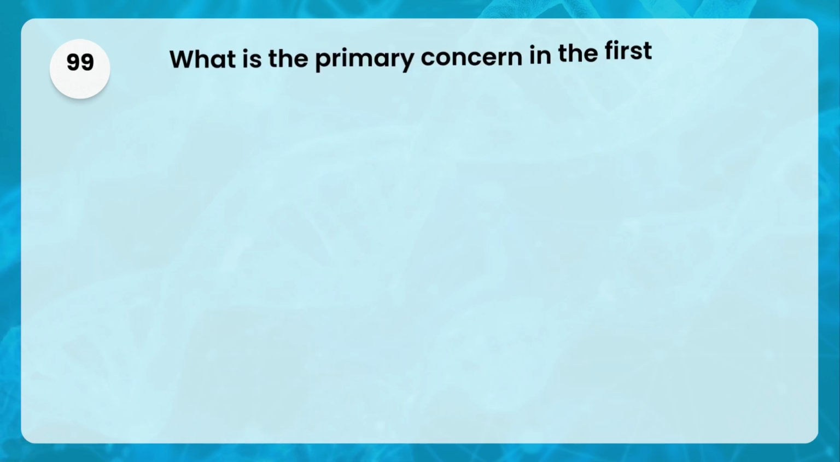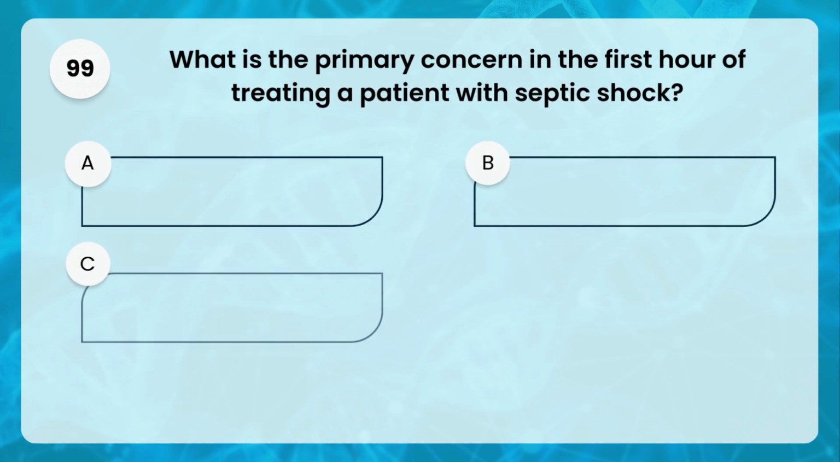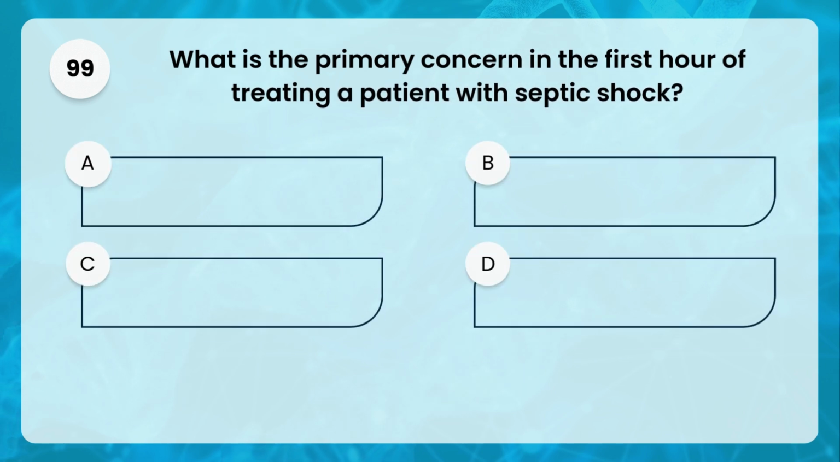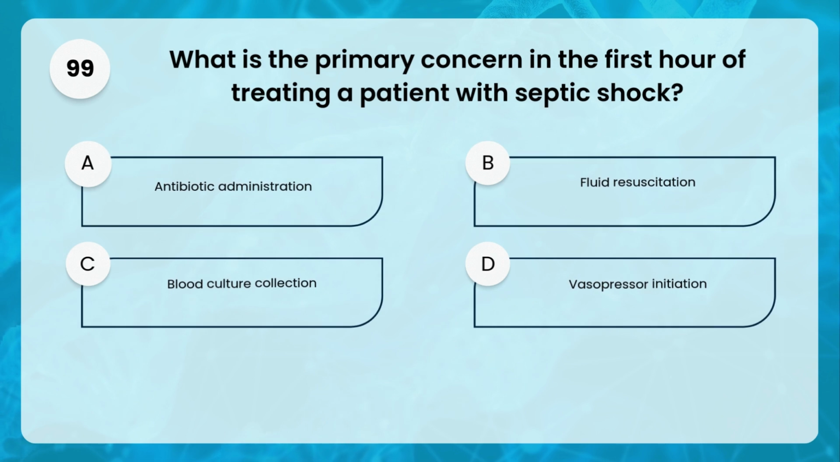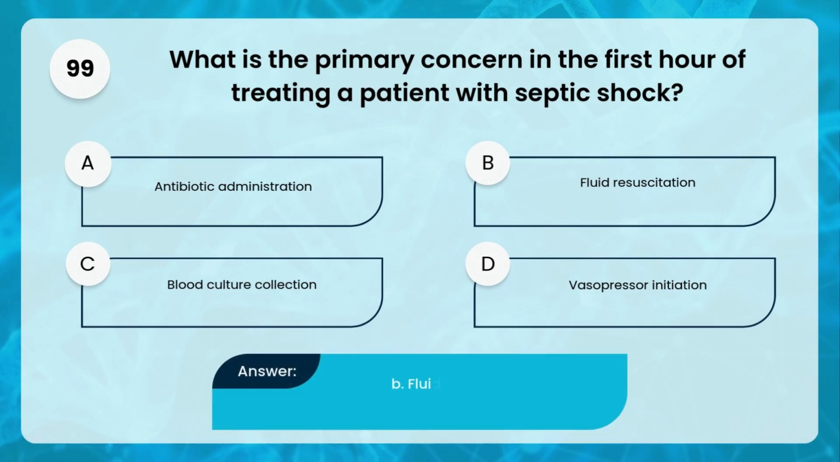Number 99. What is the primary concern in the first hour of treating a patient with septic shock? A, antibiotic administration. B, fluid resuscitation. C, blood culture collection. Or D, vasopressor initiation. The answer is B, fluid resuscitation.